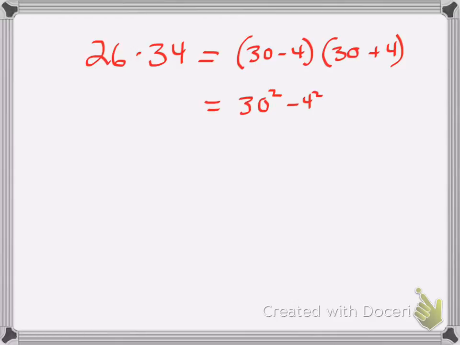Okay, so you will be doing this for homework. I have 900 minus 16, which is 884. So we're using our difference of squares to multiply out numbers. You should have this example. Okay?